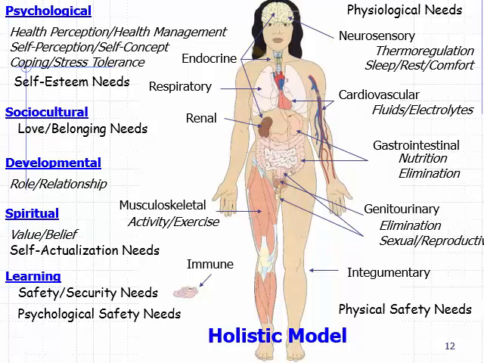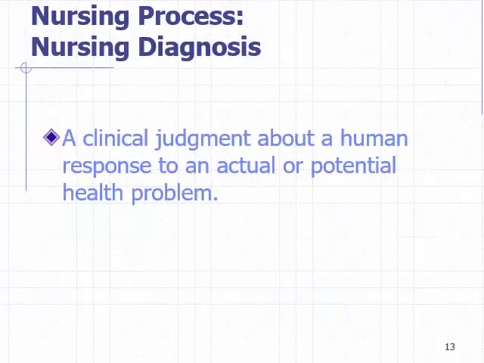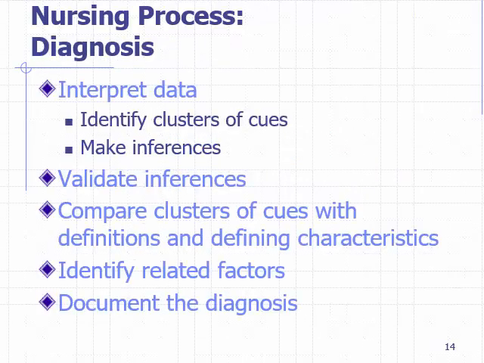So once all the data is collected from these various areas, and we have a holistic view of this patient, of their health issues and responses, we can start determining what type of health problems this patient has. So that is done through the nursing process of the nursing diagnosis. And from this data, a clinical judgment or nursing diagnosis about a human response to an actual or potential health problem is determined. The reason that a nursing diagnosis is used is that it provides a way to interpret data.